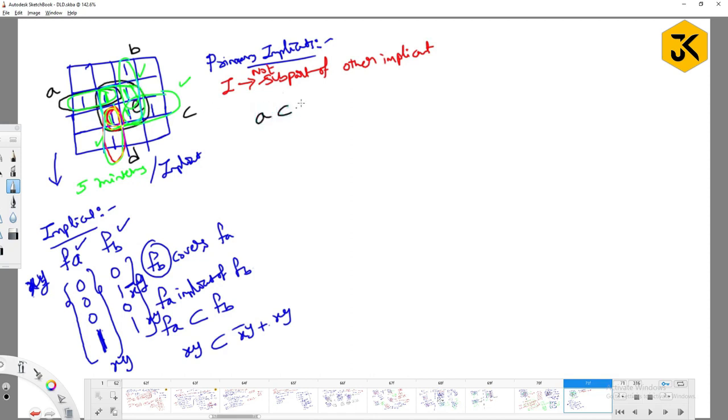Is A a subpart of E? No, it's not a subpart. It's just a part. Is B a subpart of E? No. Is D a subpart of E? No. Is C a subpart of E? No. Am I right? So then I can consider that 5 prime implicants are existing. With 5 prime implicants, I can say that every prime implicant I can call an implicant. Right? 5 implicants are existing.